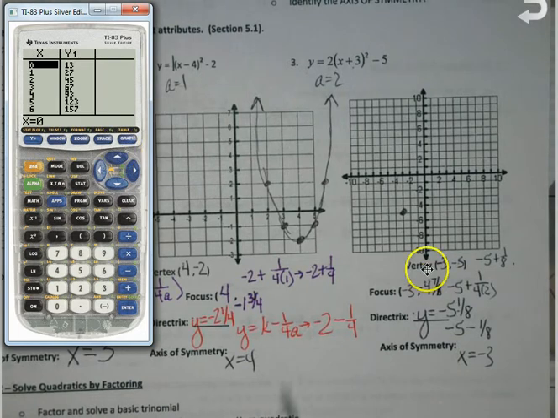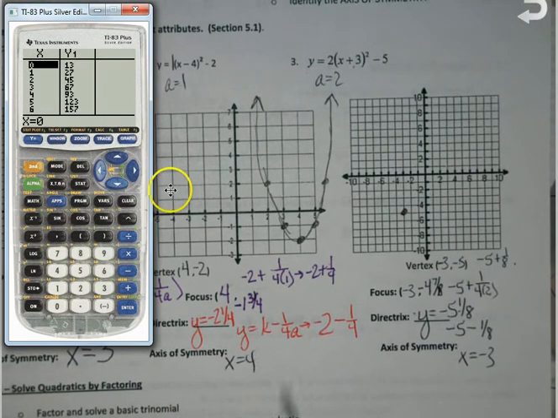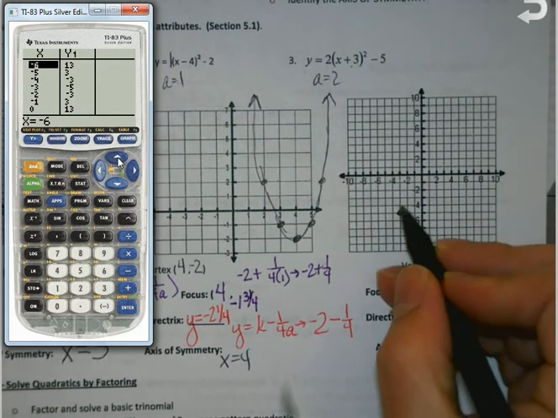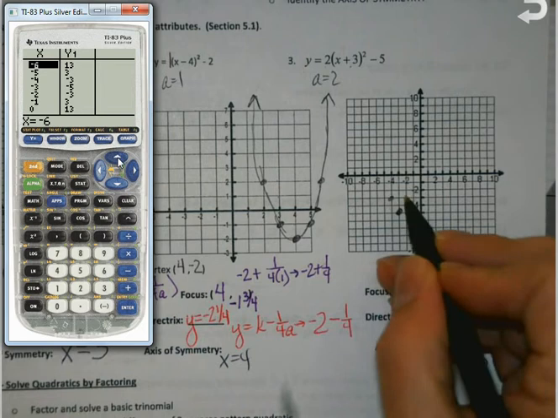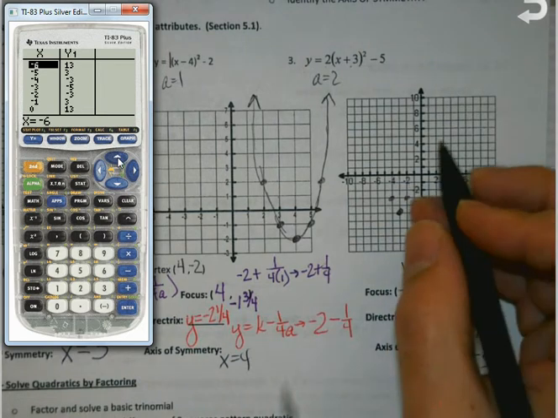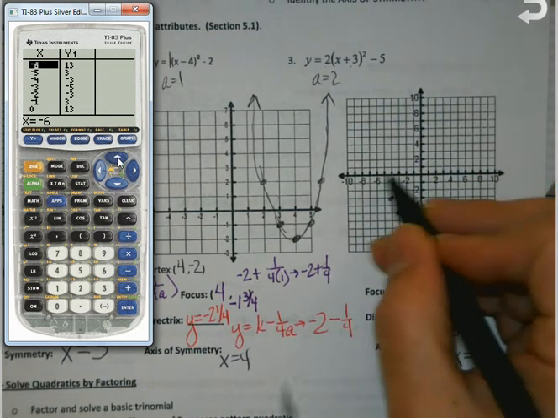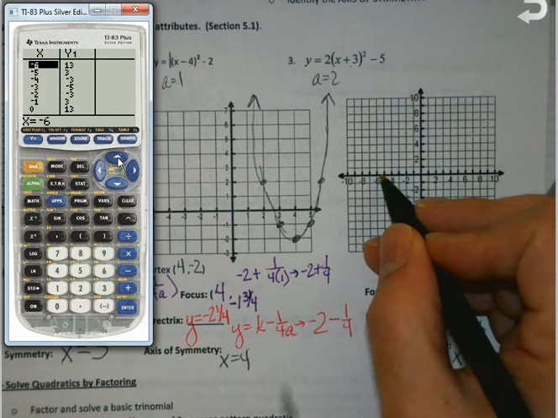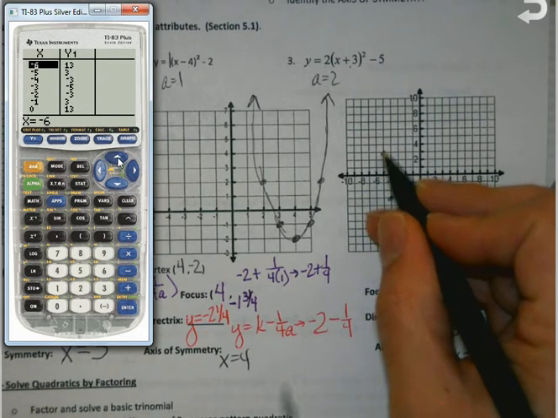So I get here, and again, remember, my vertex x value is negative 3. So negative 3 needs to be in the middle of my chart, because that's the only way I'm going to see my symmetry. So 4, negative 3, get those plotted. Negative 5 is positive 3.